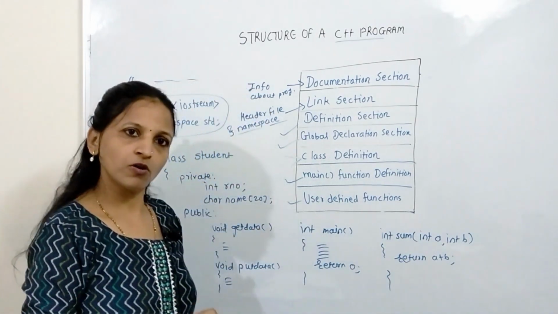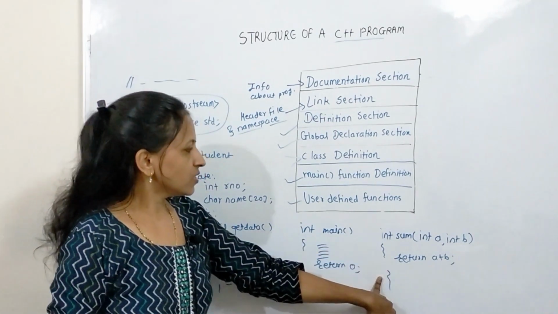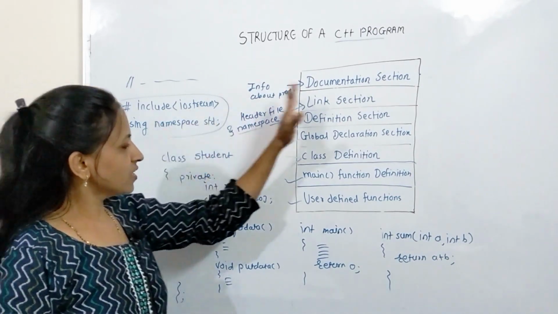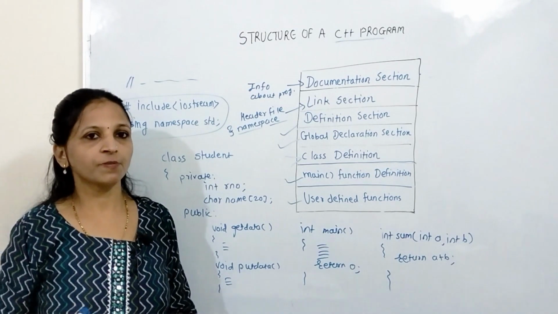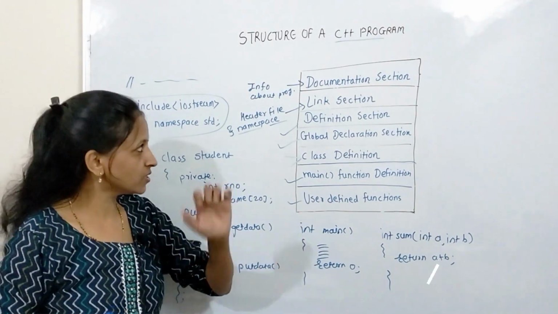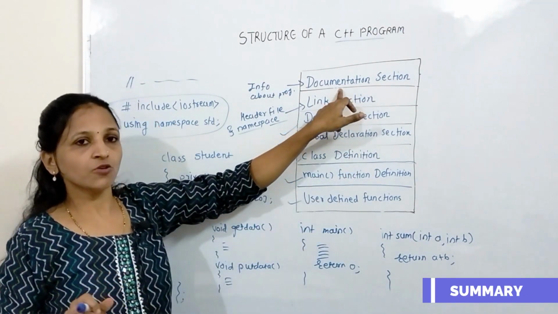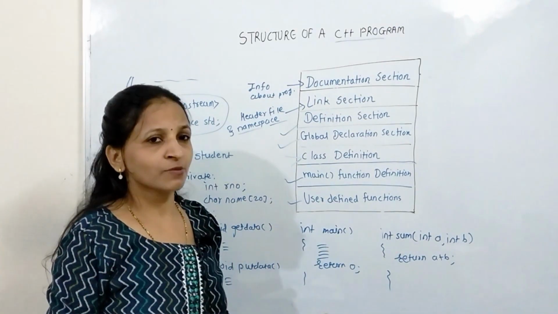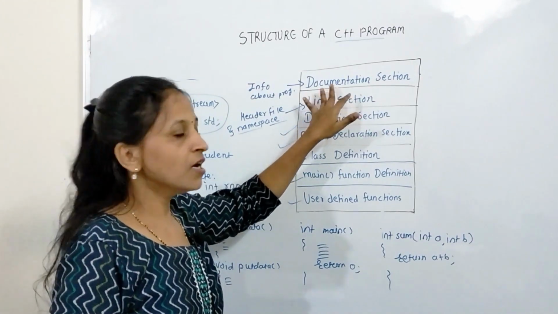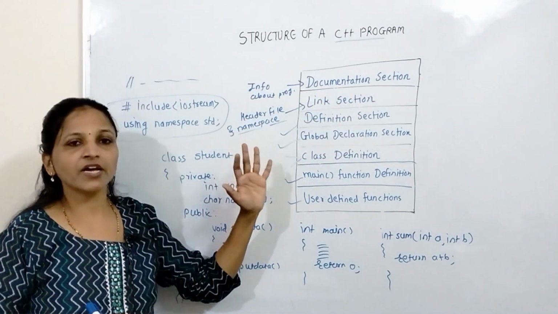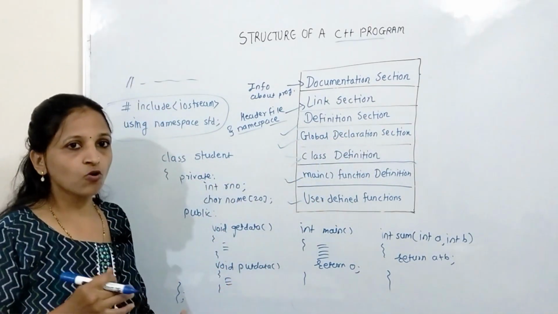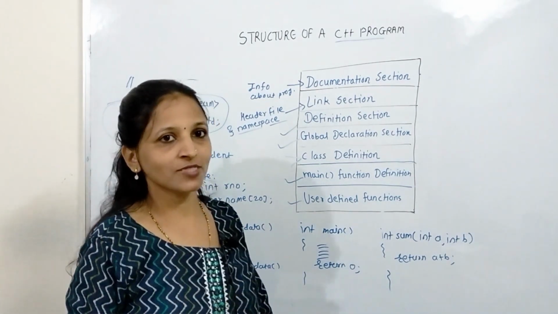Again I am repeating all those points. Now here we have written this user defined function, then the main function. This one is a class definition. In this way these sections are included in our C++ program, but all are not compulsory, only some of them are compulsory. Now let us see. First, the documentation section, where you can write the program explanation, whatever information about that program, you can write in this section. Next one is the link section, meaning header files and namespace. Next one is the definition section, where you can define constants using the hash define preprocessor directive.